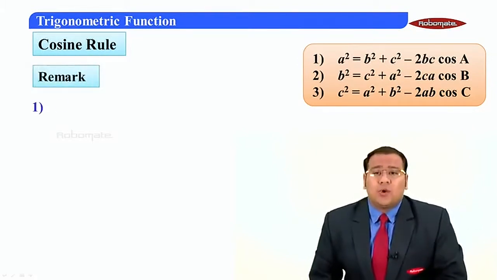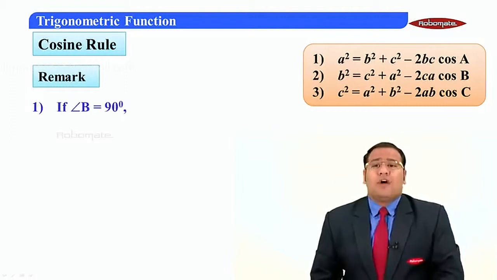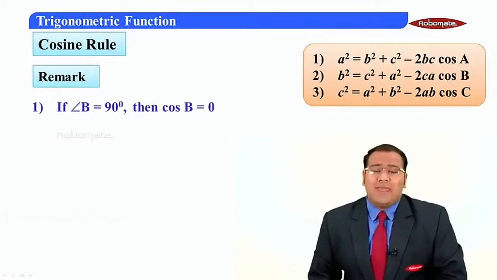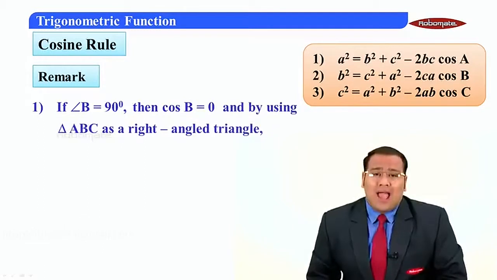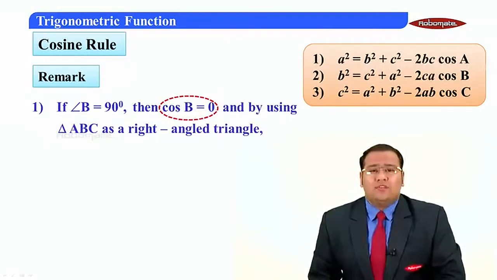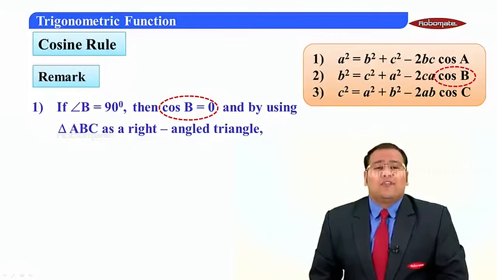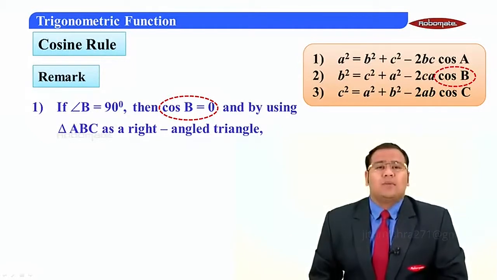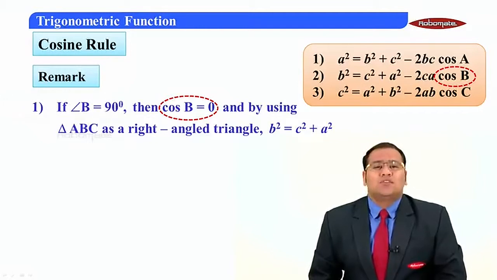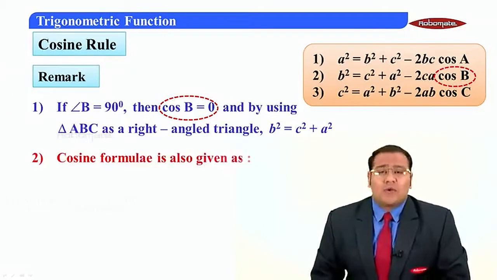Now make sure about some remarks. The first one is, if angle B is 90 degrees, then cos B has to be 0. By using triangle ABC as a right angle triangle, if cos B is 0, in equation number 2 the whole term 2ca cos B becomes 0. So the equation shrinks to b square is equal to c square plus a square.